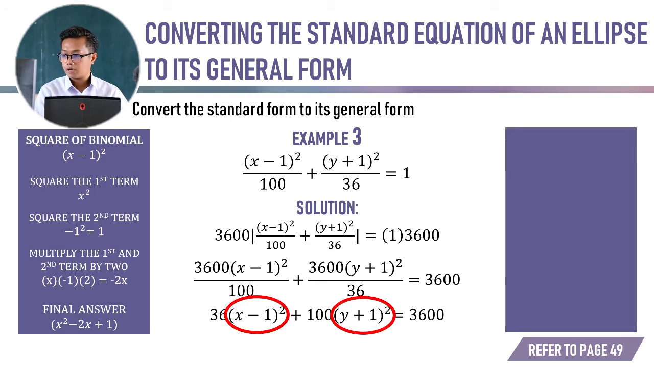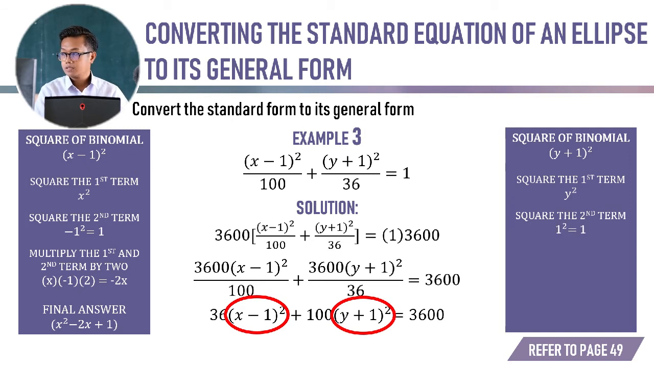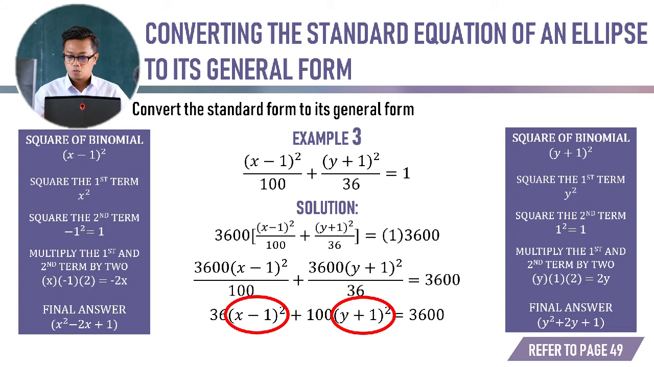Next, we also have to square your binomial nga y plus 1. So again, ang first step is we need to square the first term. So the square of y is equal to y squared. Square the second term. 1 squared is equal to 1. And then, again, multiply the first and the second term by 2. So, that is equal to y multiplied by 1 times 2 is equal to 2y. So, pagsama-samahon ta siya, you have your final answer nga y squared plus 2y plus 1.